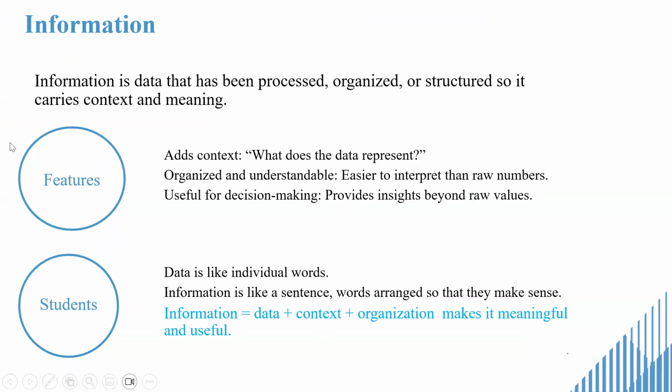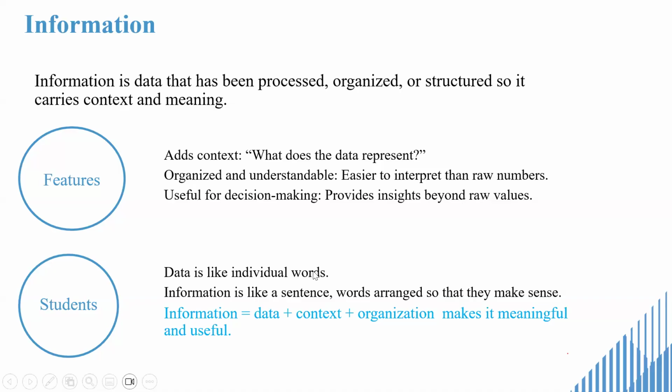Then it comes to information. Information is data that has been processed. From unprocessed and unorganized, it becomes processed, organized, or structured, so it carries context and meaning, like what the data represents. When you see it, you can say, oh, now there are daily steps, and you can see a comparison. It is organized and understandable, easier to interpret than raw numbers, useful for decision making, and provides insight beyond raw values.